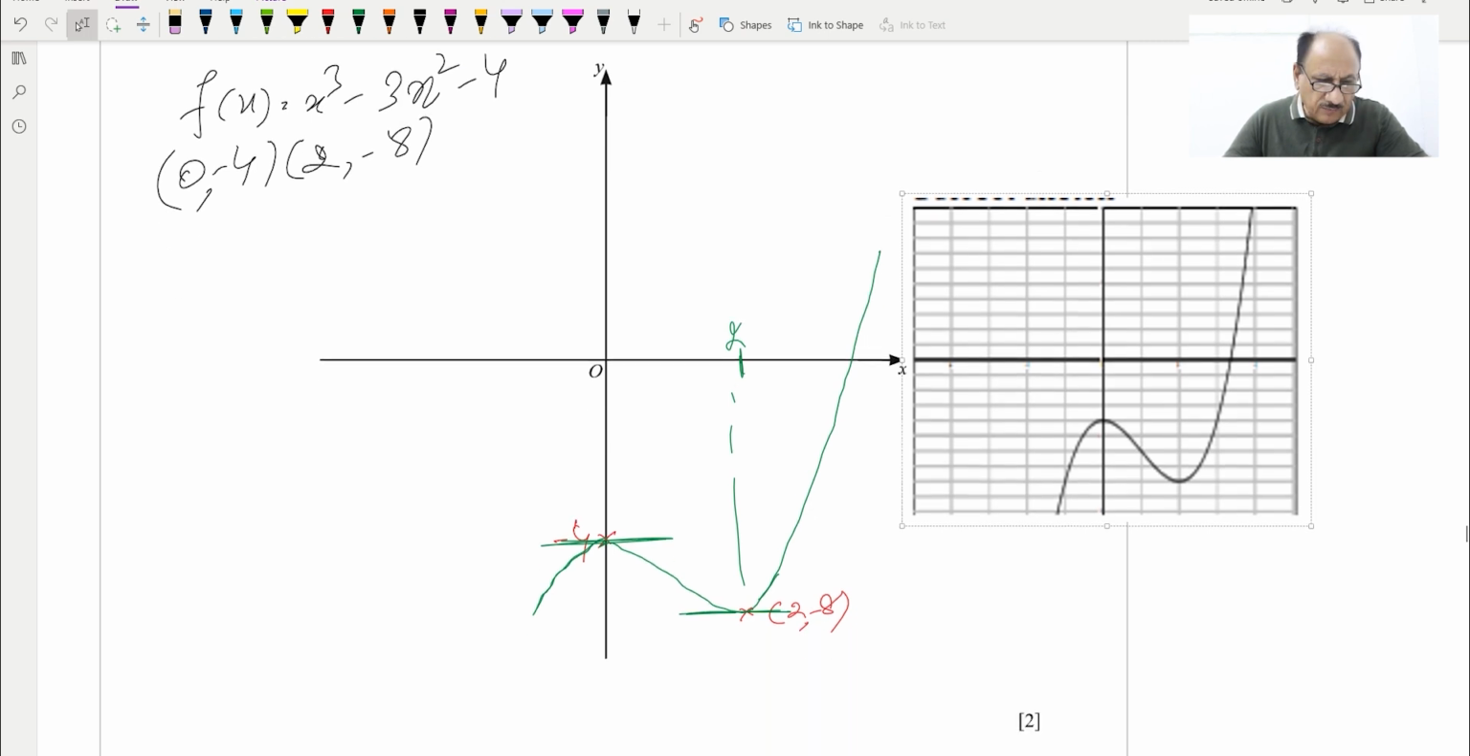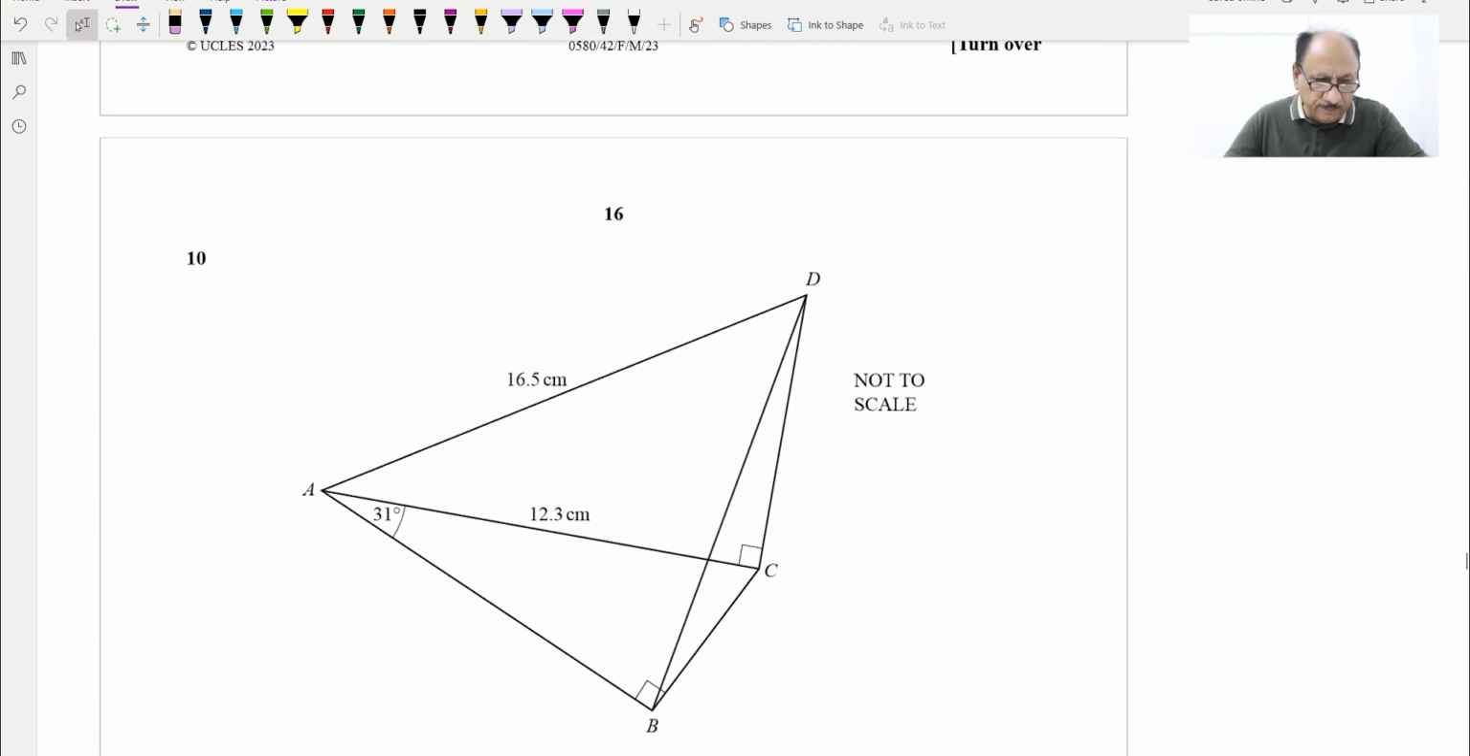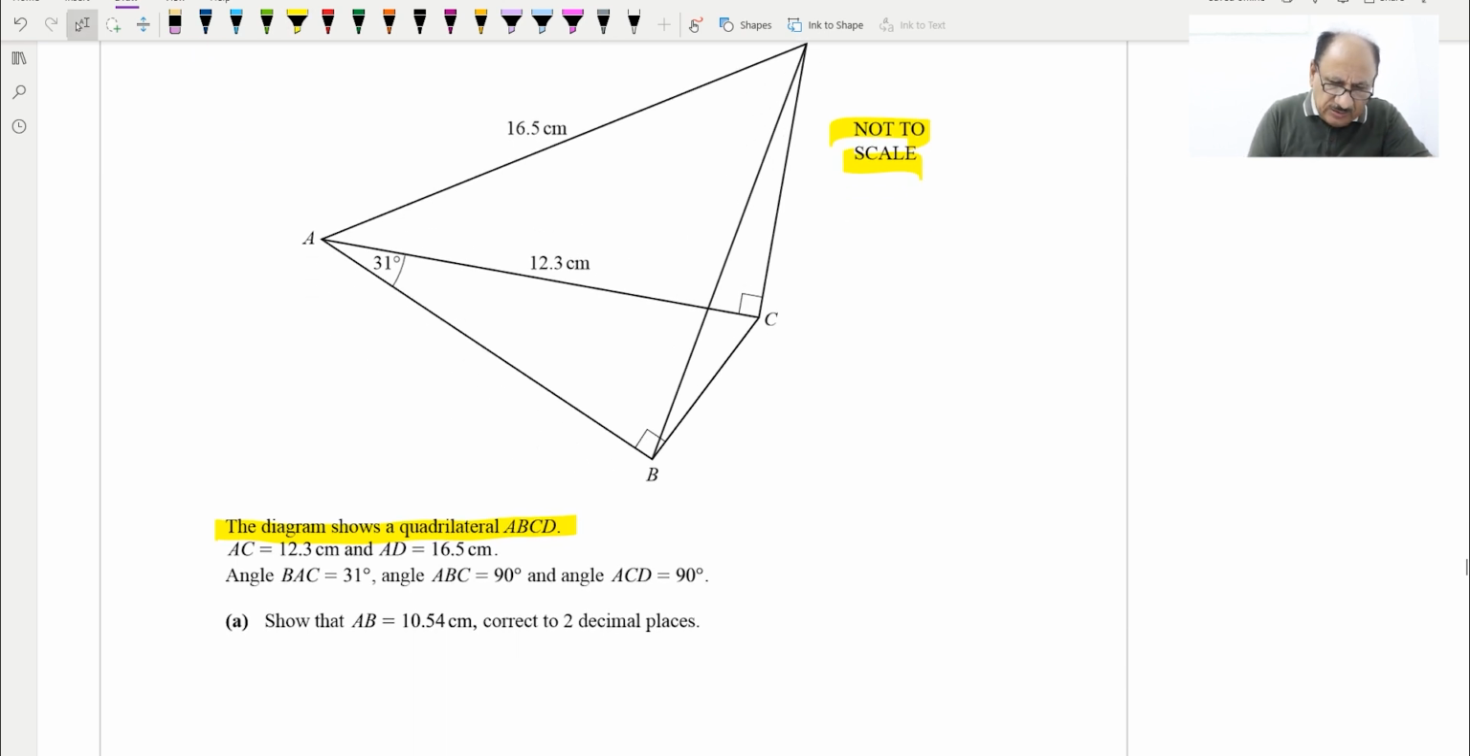And this is the curve which we will be getting. Now we can move to the next question, which is question number 10. Question number 10 says that the diagram shows a quadrilateral ABCD which is not to scale, and AC is given. AC is 12.3 centimeters and AD is 16.5 centimeters.